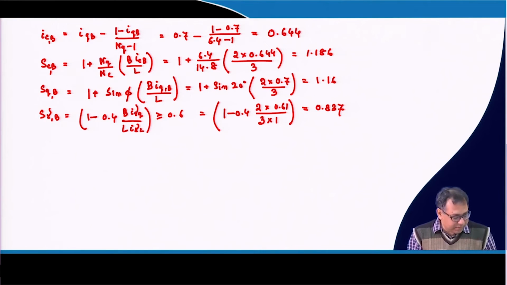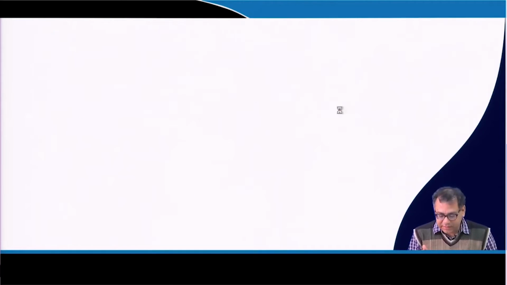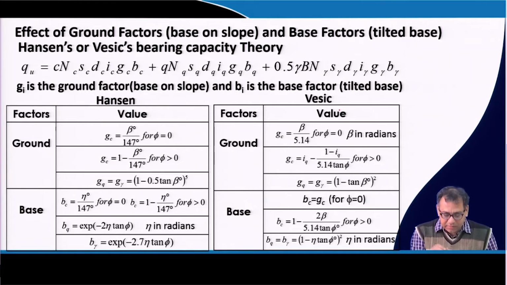Now, our foundation is tilted, so we have to incorporate that factor. Here, Hansen gives the ground factors for a sloping ground. GC, GQ, G gamma all will be 1, because it is not a sloping ground, but you have to calculate the BC, BQ and B gamma by using these expressions. Then we will solve the basic bearing capacity equation.